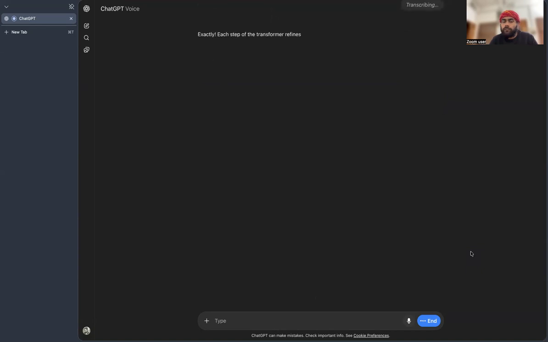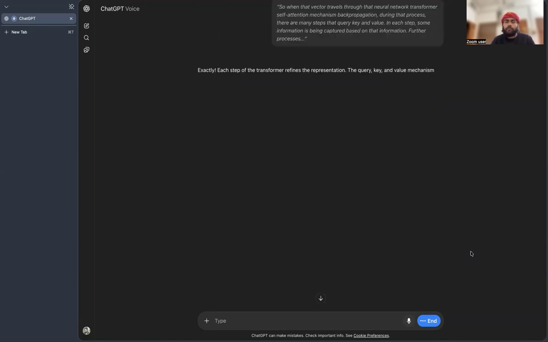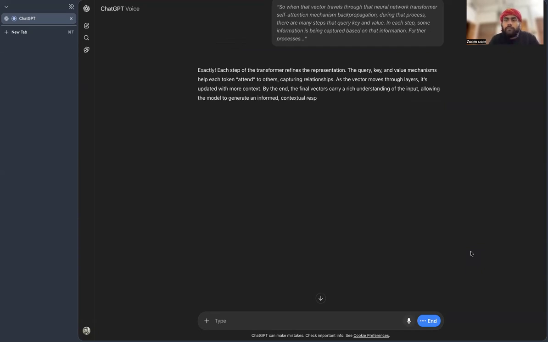Exactly. Each step of the transformer refines the representation. The query, key and value mechanisms help each token attend to others, capturing relationships. As the vector moves through layers, it's updated with more context. By the end, the final vectors carry a rich understanding of the input, allowing the model to generate an informed, contextual response. Okay, thank you.